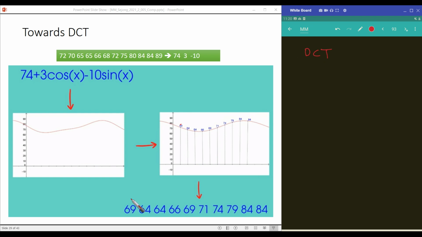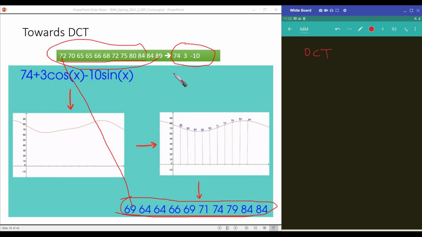So ultimately this is becoming our new series of numbers. If we just see this, this is our original sequence of numbers, and this is our converted sequence of numbers. And you can see that it's a pretty approximated version of our original sequence. We can do this just by memorizing, or by just storing 74, 3 and minus 10. We don't need the real numbers, so we can greatly save the storage requirements.